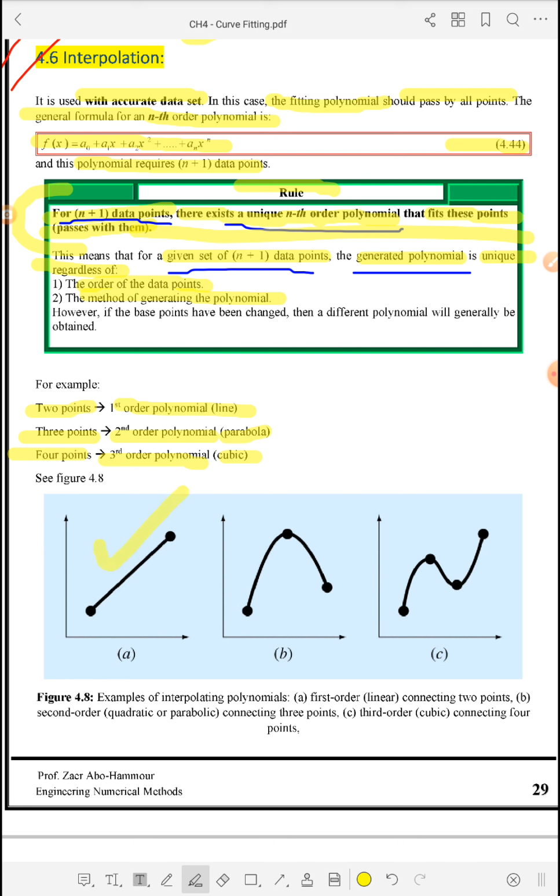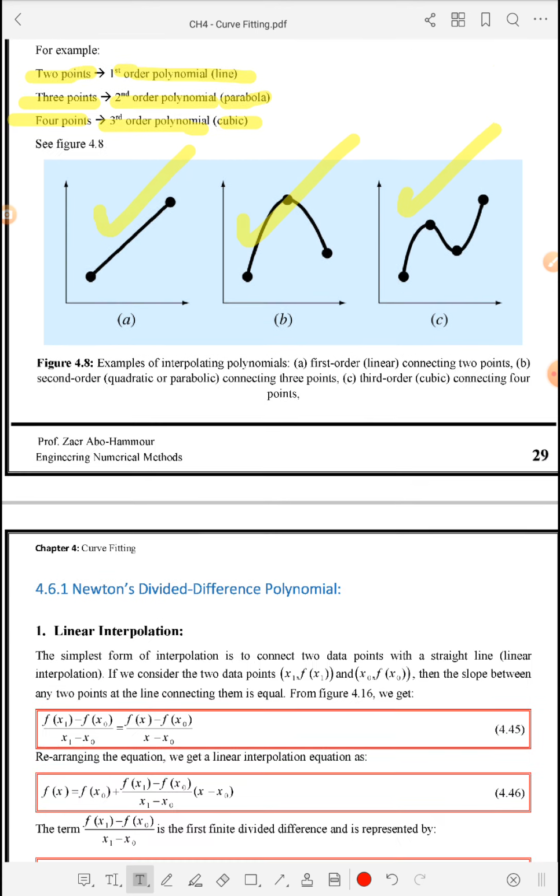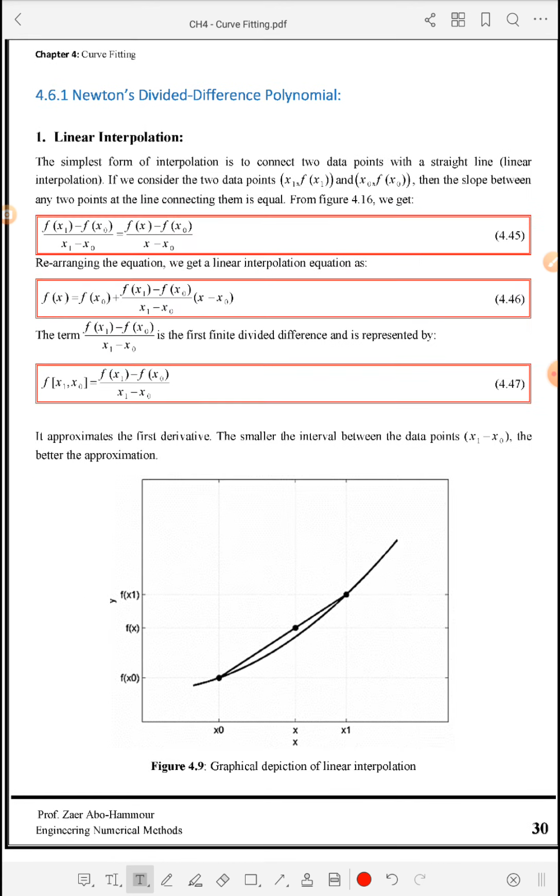So this curve represents two data points connected with a straight line. This curve or figure represents three data points connected with a parabola, and this last one represents four data points, and the curve that fits them is a cubic polynomial. Okay, so these are the main facts about the rule and the limitation of the order and the method of generating the polynomial.